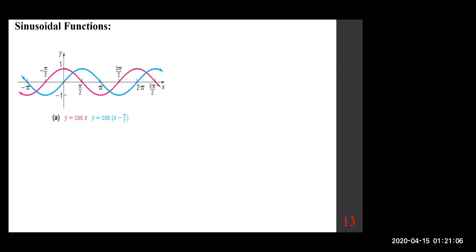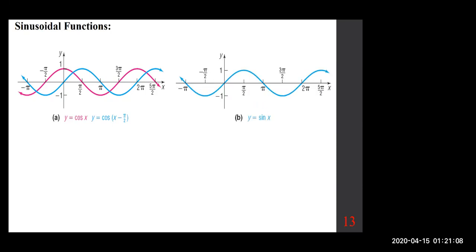And that looks like a sine, doesn't it? Yeah, that's what I'm trying to say. And that's the point. The point is sine is the same as cosine, shifted to the right by pi over 2. Okay, that makes sense. Sine is the same as cosine, shifted by pi over 2 to the right.